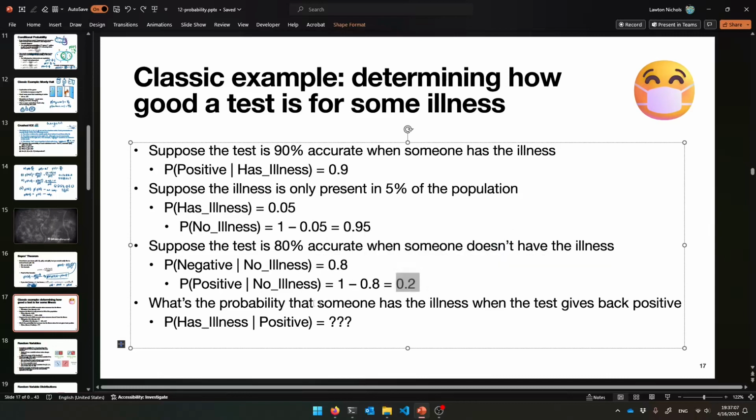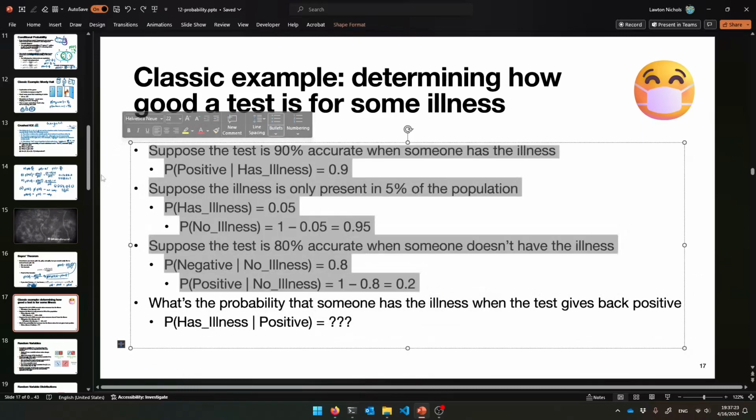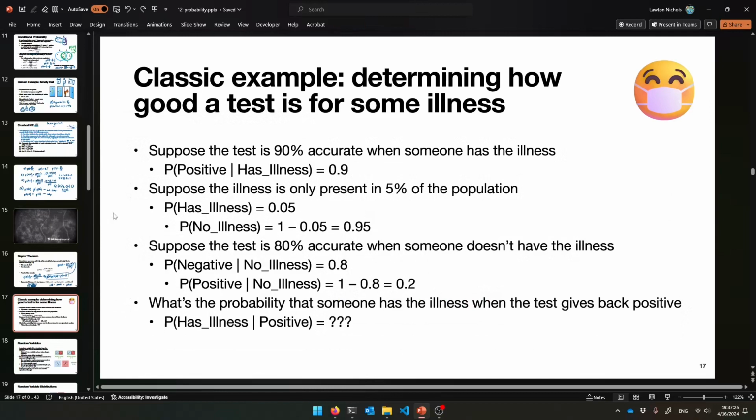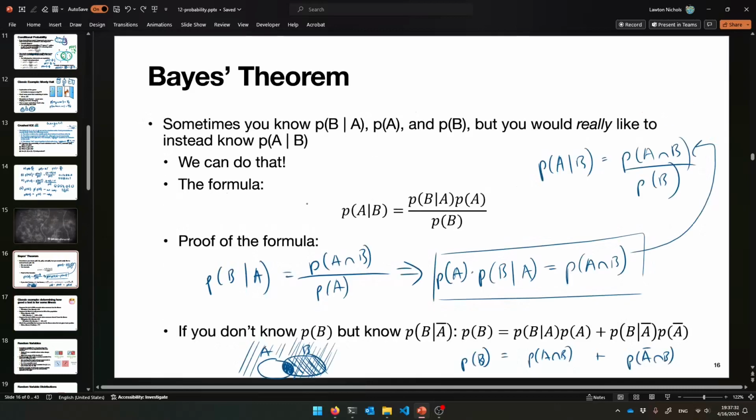And so now what we really care about, we really want it the other way. What is the probability that somebody has that illness when the test gives back positive? Because that's what it means to be a good test, right? This is harder to calculate. This is harder to get from a sample. So we can get it by using all these other pieces, okay? And that's equal to, it's going to be this Bayes' theorem.